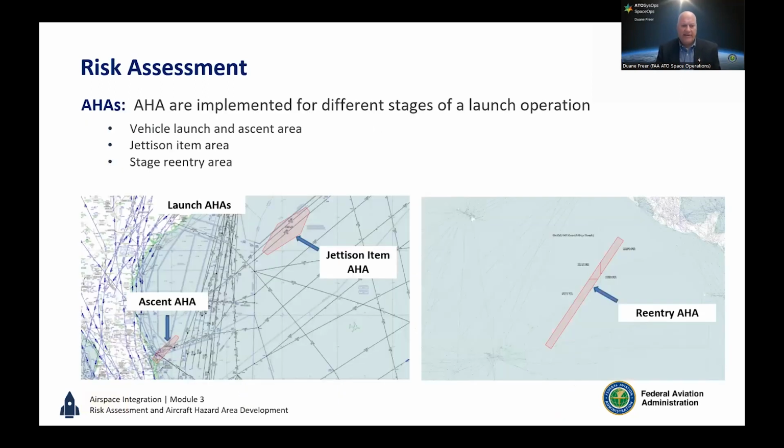On the next slide, we have different types of AHAs. We have this ascent AHA that's basically protecting the volume of airspace needed for the vehicle to launch and begin its journey to space. You also see to the right of that a jettison item AHA. That's to protect payload fairings, skirt rings, different objects falling down from the vehicle. It also can produce, in the case of one operator that is using reusable vehicles, their return from orbit with their stage 1 and landing on a barge.